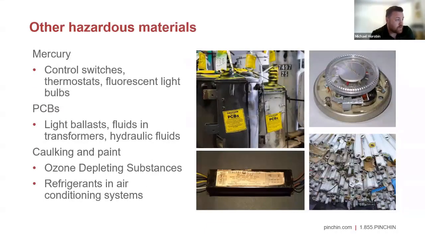Other hazardous materials that are common but not as abundant. Mercury, so all the liquid mercury switches, thermostats, thermometers, those sorts of things. Mercury bulbs, so the mercury vapor in the fluorescent bulbs. PCBs: light ballasts, fluids in transformers, hydraulic fluids, all those sorts of things. Caulking and paint is another spot where we find PCBs in some instances. Then there are also ozone depleting substances, which are refrigerants in air conditioning systems or refrigerators.